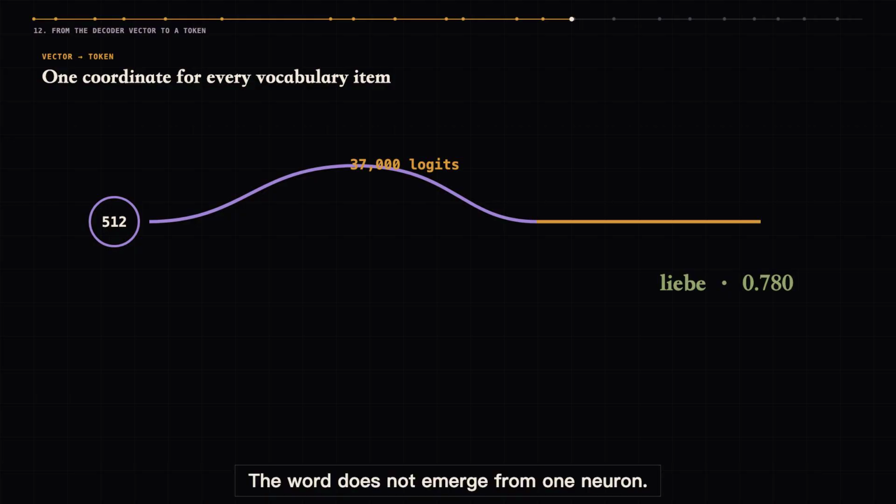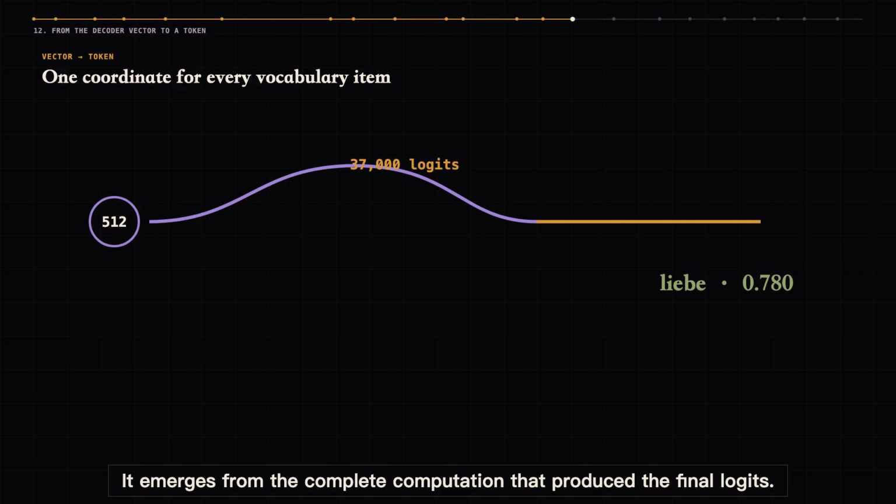The word does not emerge from one neuron. It emerges from the complete computation that produced the final logits.